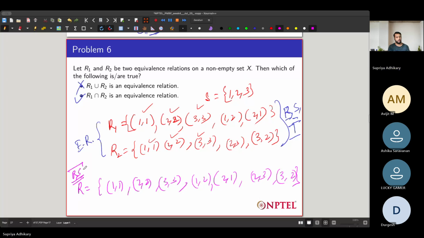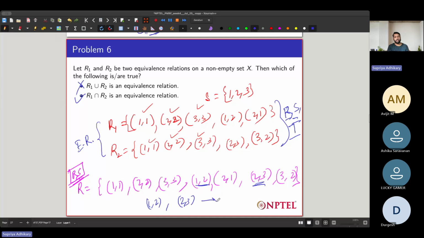So this relation R is already reflexive and symmetric. We can see that. But what about transitivity? So basically we will prove that this is not transitive. In order to do that, we just have to give an example. So here the example is 1, 2, 2, 3.